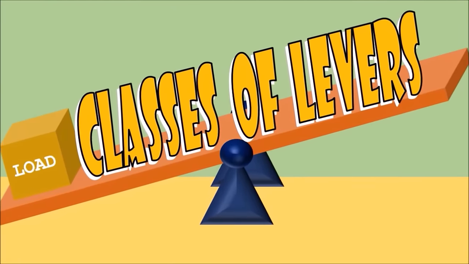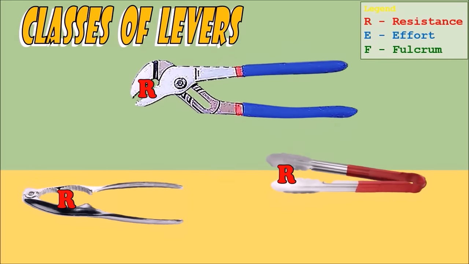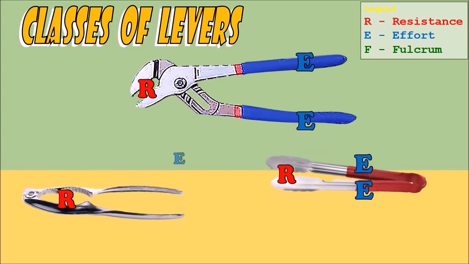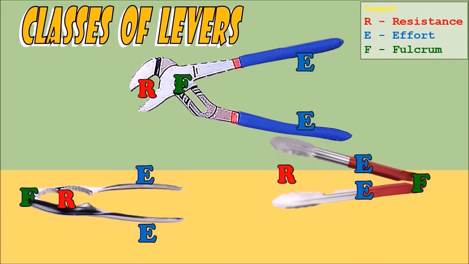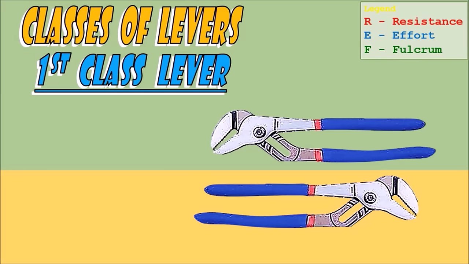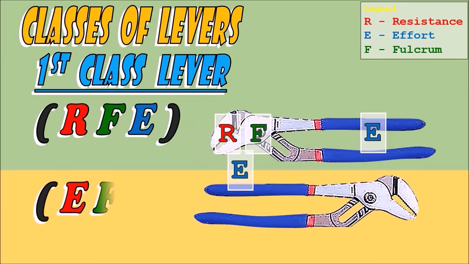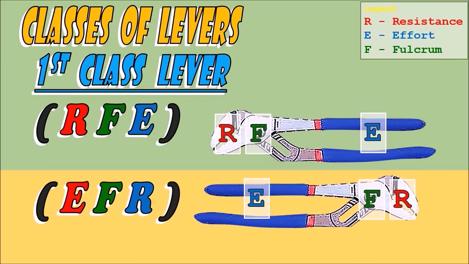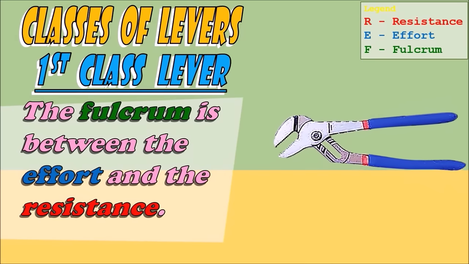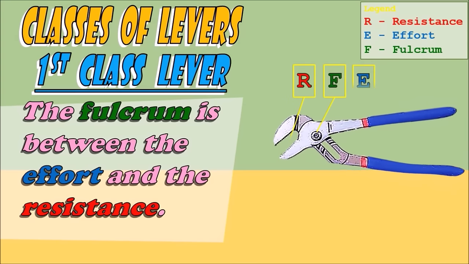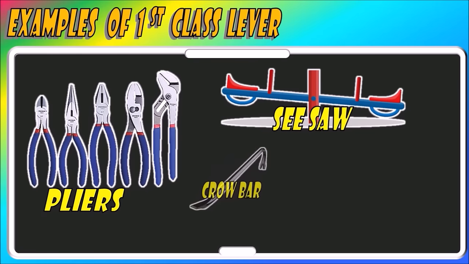Classes of levers. There are actually three classes of levers, varying on the placement of effort, resistance, and fulcrum on the object. The first class lever. The parts placement are resistance, fulcrum, effort, or effort, fulcrum, resistance, depending on how you look at the object. In first class lever, the fulcrum is between the effort and the resistance. Here are the examples of first class lever.